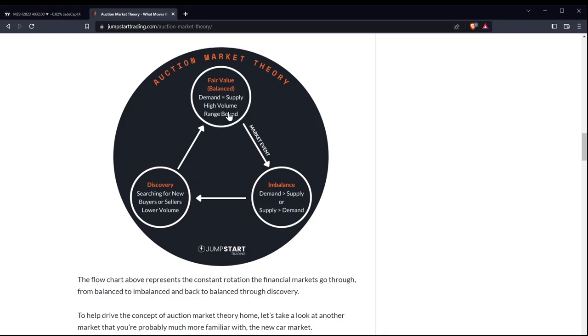Right? So in a consolidation, typically markets are trading at fair value. So there is some type of balance between buyers and sellers. And then we have some type of market event which will either drive the market up or down, which creates an imbalance, right? An imbalance of supply or demand.